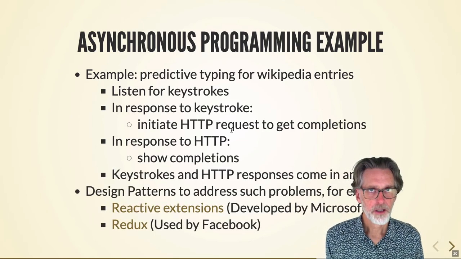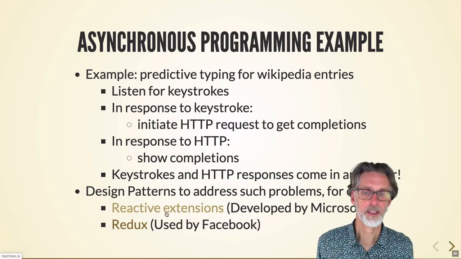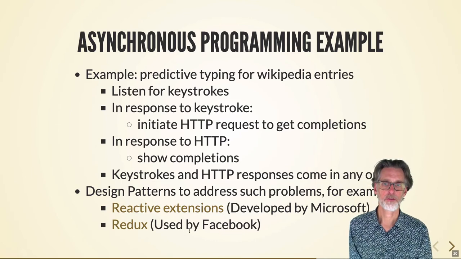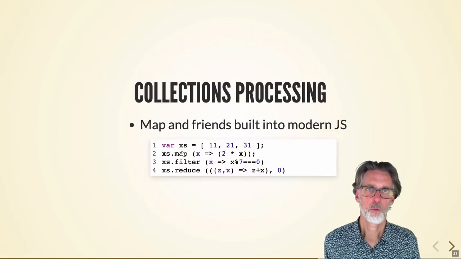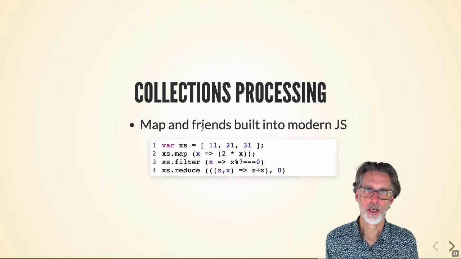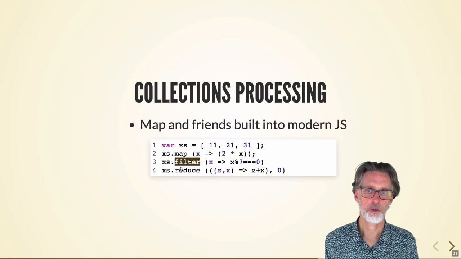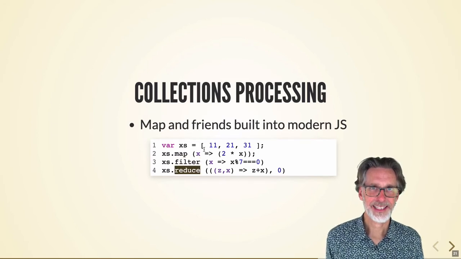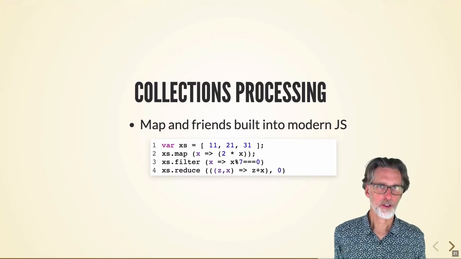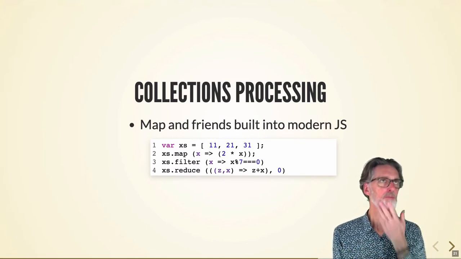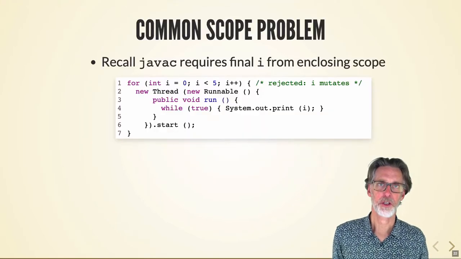There are design patterns to help make this kind of coding easier. For example, the reactive extensions developed by Microsoft and the Redux patterns used by Facebook. We can use callbacks in processing collections as well using map, filter, reduce, and friends. These are all built into modern JavaScript. So JavaScript has higher order functions and it has mutable state. I wonder what it does with unpleasant combinations of those things.